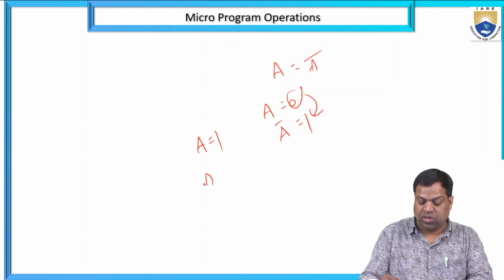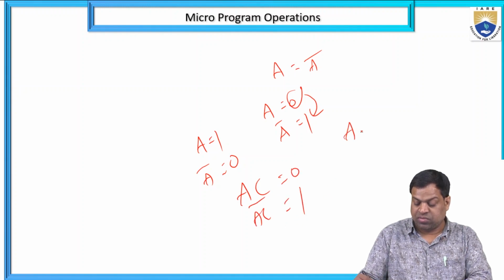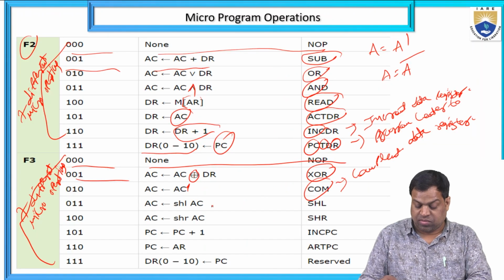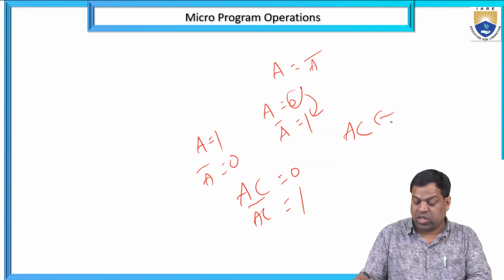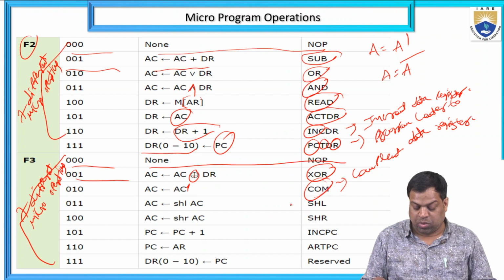Suppose here A equal to 1, what is A bar? Equal to 0. Here also, accumulator equal to 0, what is the accumulator bar? 1. So accumulator tends to accumulator bar means I am complementing the accumulator. It is replaced with the accumulator bar complement. So it is a complement.